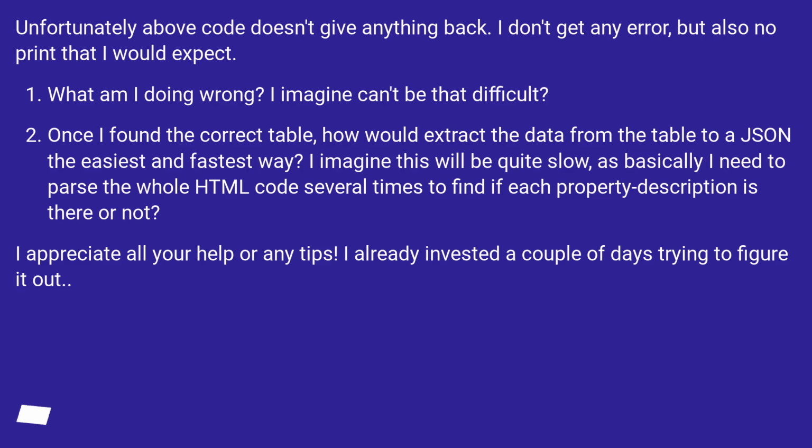Once I found the correct table, how would I extract the data from the table to a JSON the easiest and fastest way? I imagine this will be quite slow, as basically I need to parse the whole HTML code several times to find if each property description is there or not. I appreciate all your help or any tips. I already invested a couple of days trying to figure it out.